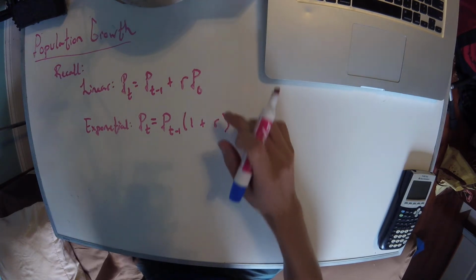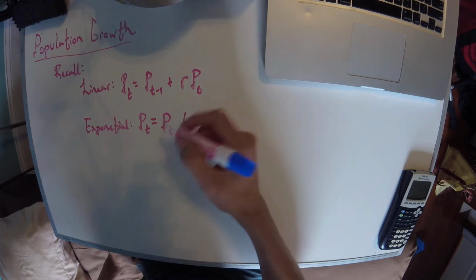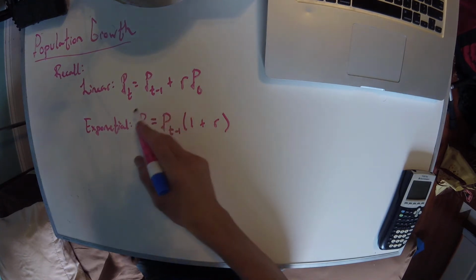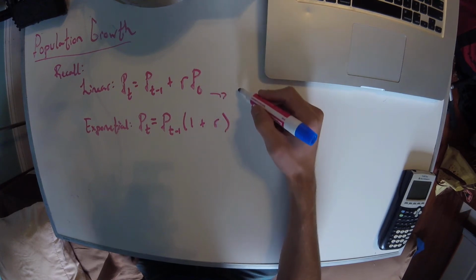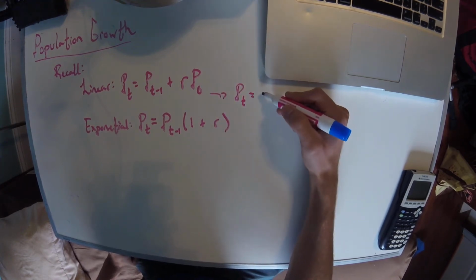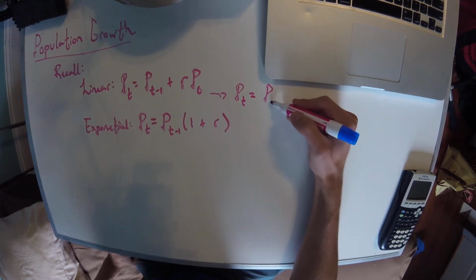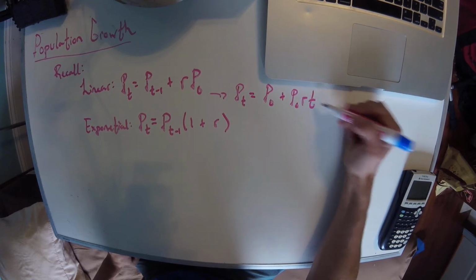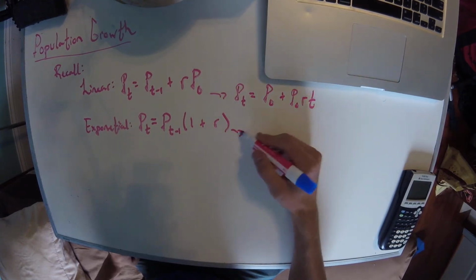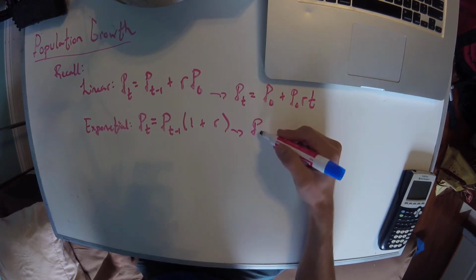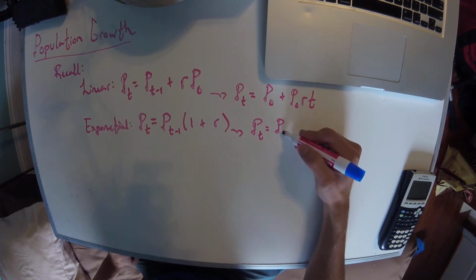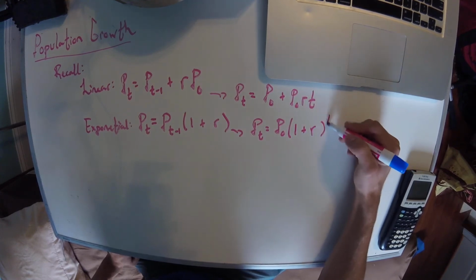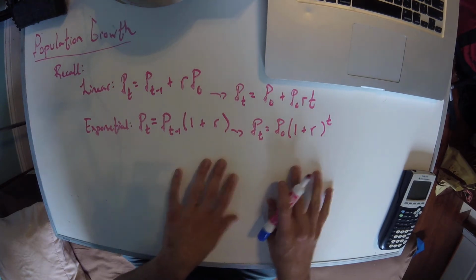So for both of these, it was possible to get a form of the population at any time t, where you plug in t. So for linear, it was p of t equals p naught plus p naught r t, like that. And then for exponential, it was p of t equals p naught times 1 plus r to the t, something like that. So this was possible for both of these two.